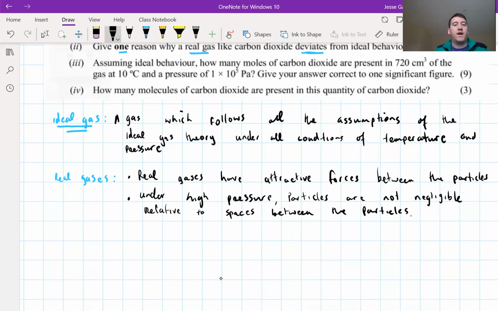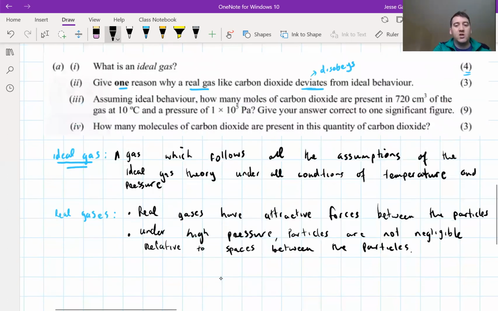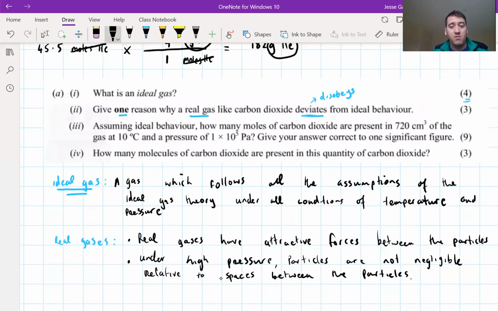All right, on to the next one. We're into the calculations now. This is where students usually need most of the help. It says, assuming ideal gas behavior, how many molecules of carbon dioxide are present in 720 cm cubed of the gas at 10 degrees Celsius and a pressure of 1 × 10⁵ pascals?